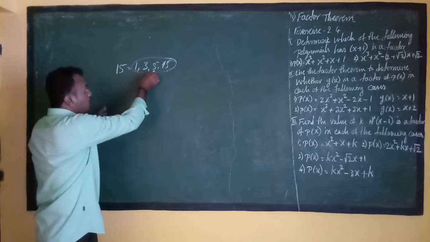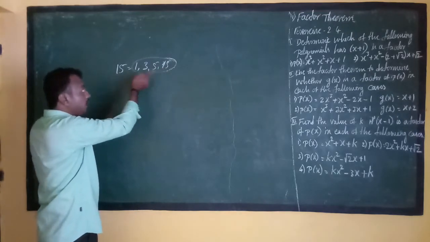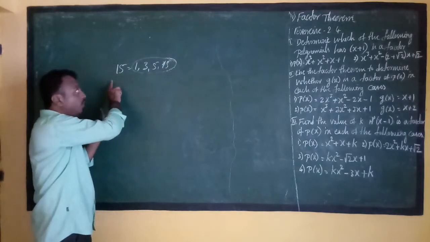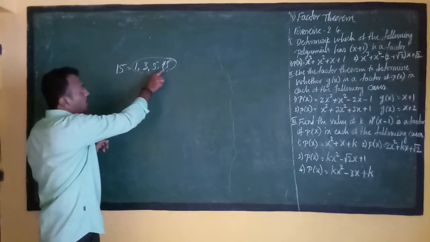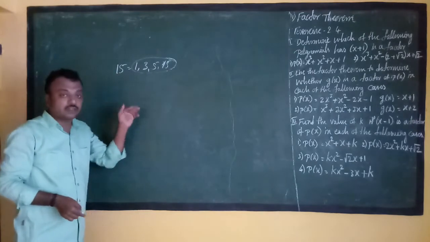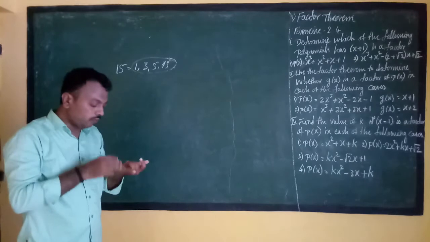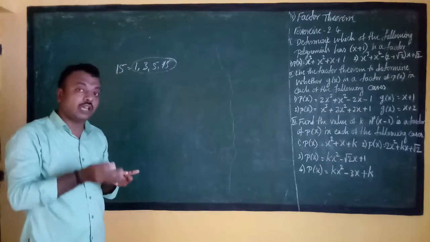Why is it called a factor of 15? Because these numbers exactly divide 15. Therefore, 1, 3, 5 and 15 are the factors of 15. Like that, we have learned the factors of given numbers. So the factor theorem deals with algebraic terms, which also have factors.